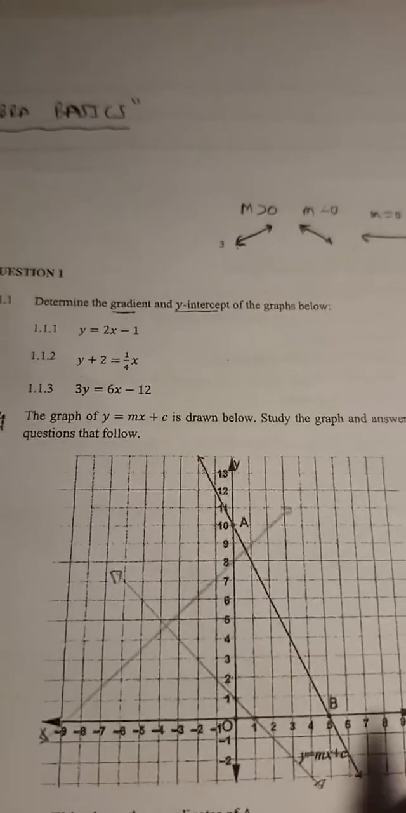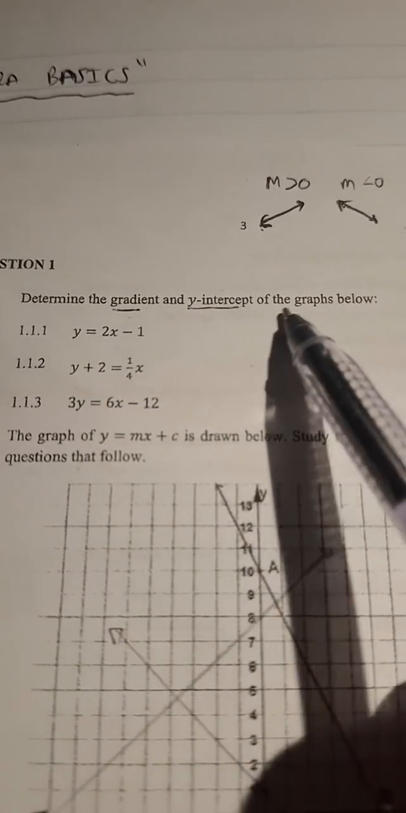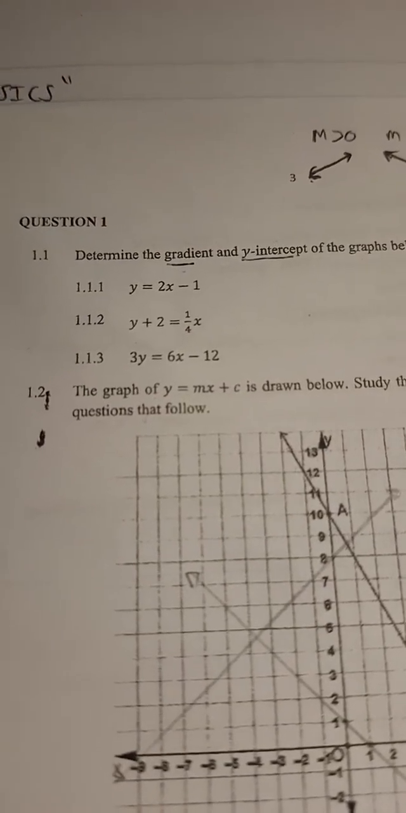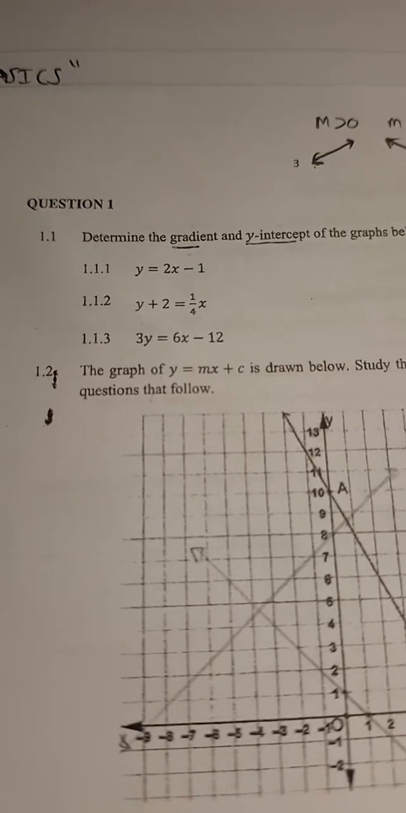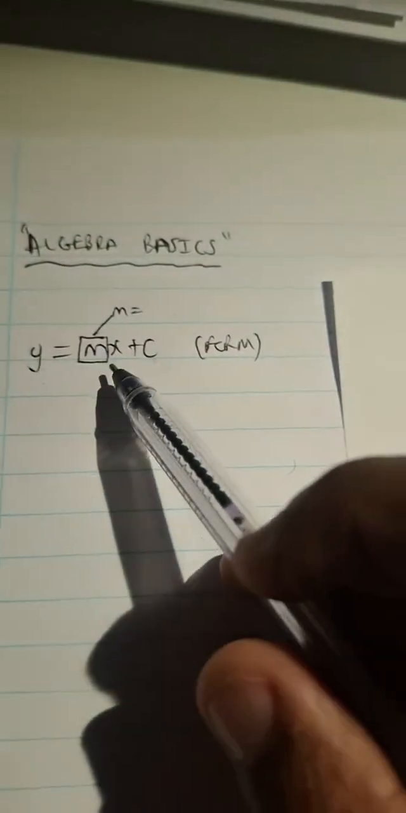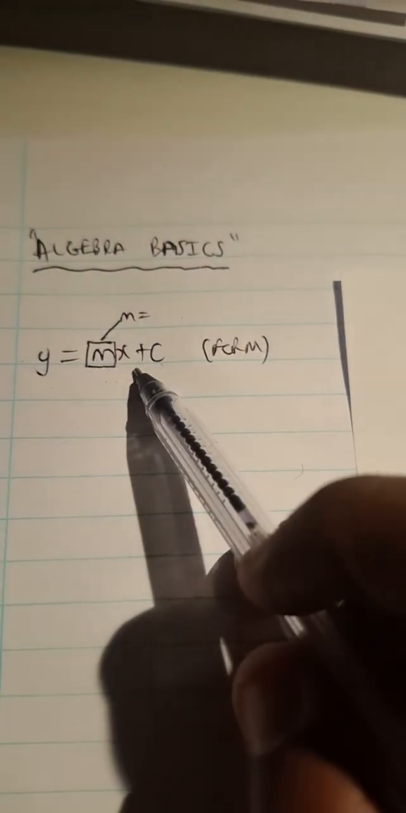Okay, so if we come here, guys, it says determine the gradient and the y-intercept of the graphs. In order for us to determine the gradient from an equation of a line, first and foremost our equation needs to be written in this form: y = mx + c. Then we can simply read the gradient. m gives us the value of the gradient. But the equation must be in this form first. Then our c gives us the value of the y-intercept.